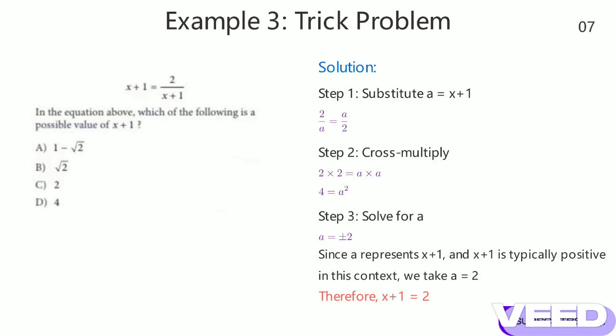Step 2. Now we can cross multiply. 2 times 2 equals a times a, which gives us 4 equals a squared. Step 3. Taking the square root of both sides, we get a equals plus or minus 2. Since a represents x plus 1, and we typically work with positive values in this context, we'll take a equals positive 2. Therefore, x plus 1 equals 2. This means x equals 1. Hence here too the correct option is C. Notice how substituting a for x plus 1 made this problem much easier to solve.